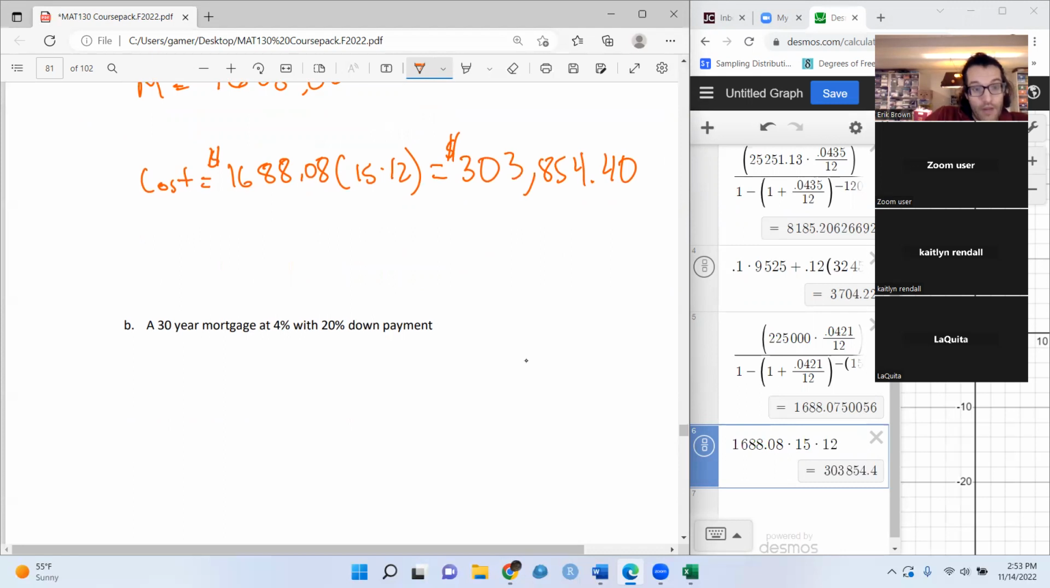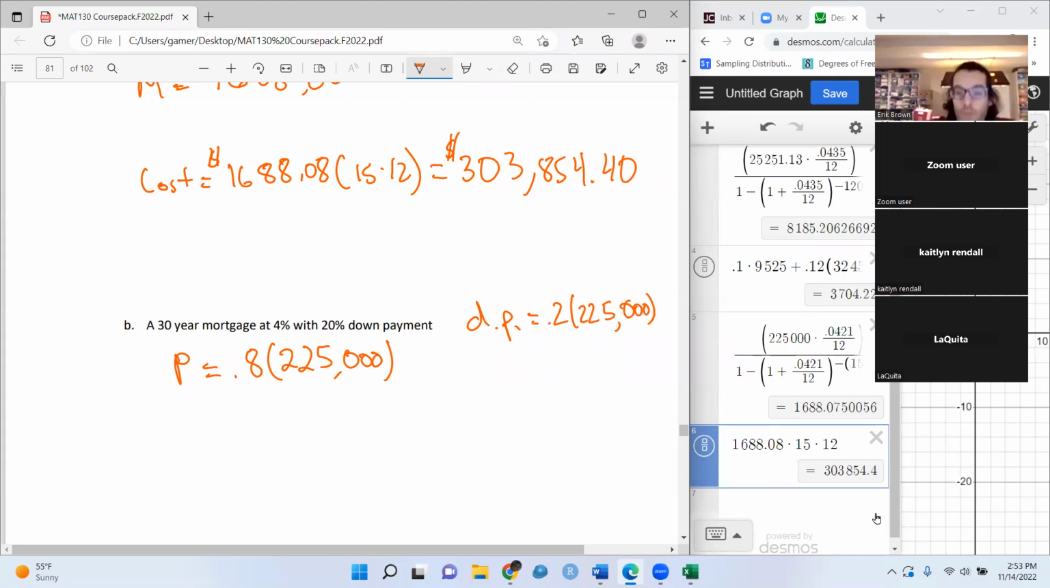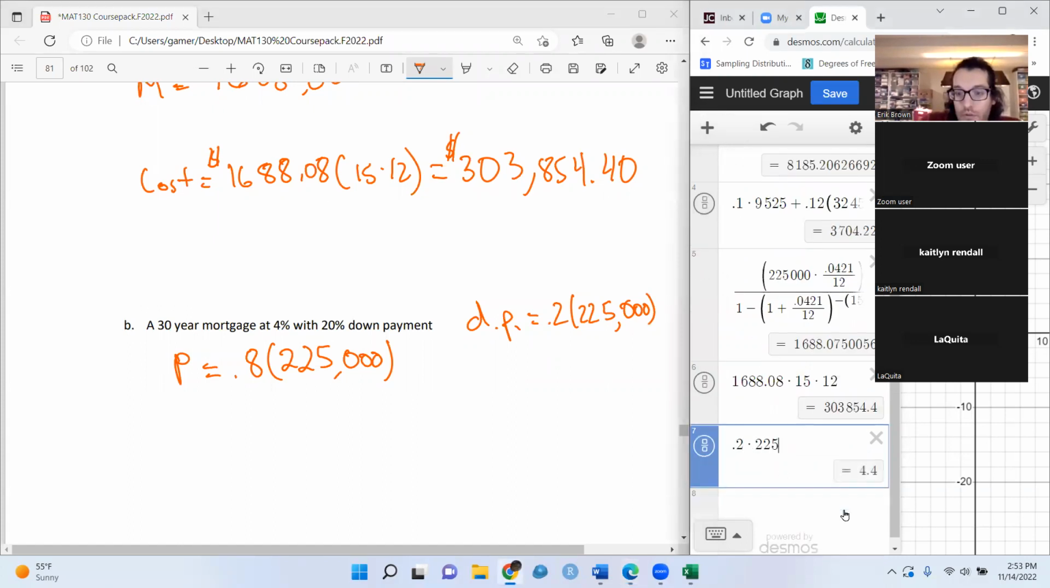Okay, so for the 30-year loan, I'll show you a trick. If we're doing a 20% down payment, that means we're borrowing 80% of the money. So we just need 0.8 of the house remaining. Now, it turns out we do need to know what the down payment is, because we have to add that back in. So 20% of this is just 0.2 times 225. So we do need to keep track of this amount. I guess let's just calculate it right now. So we do need $45,000 up front to get this mortgage.